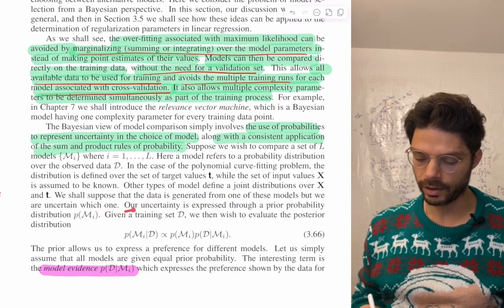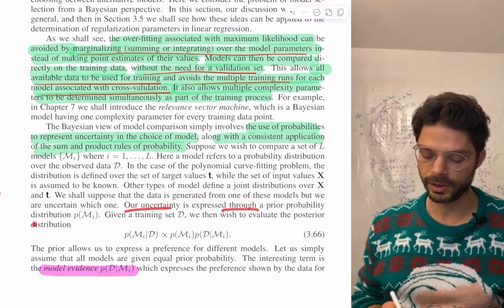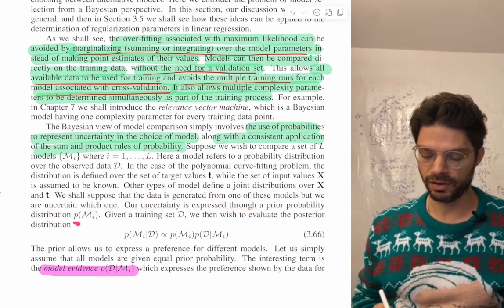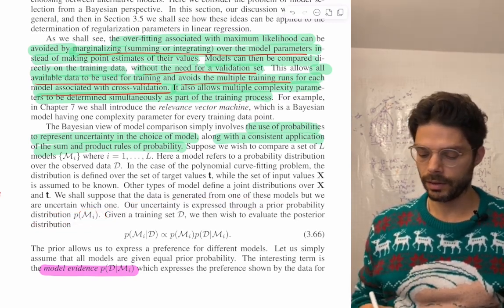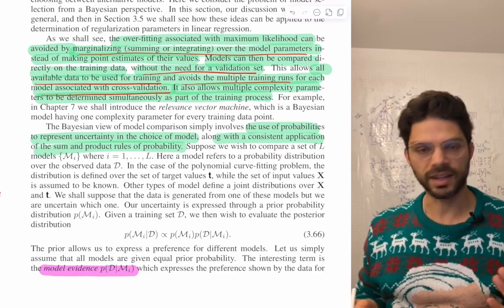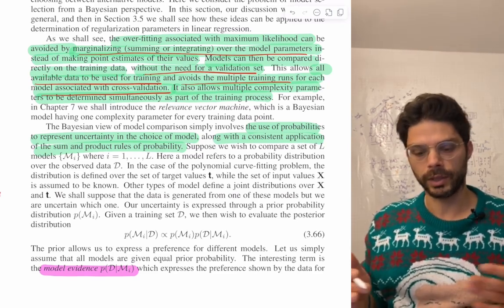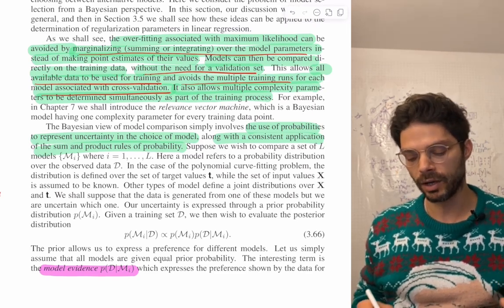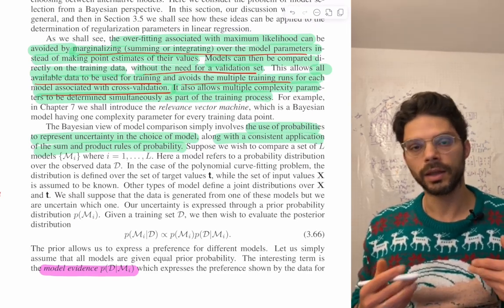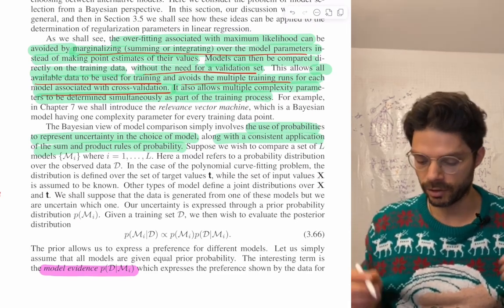So our uncertainty is expressed through a prior probability distribution p(M_i). This is how likely you think each of the models are. And I think oftentimes we can just set this to be the same for all of them. So we assume all the models are equally likely, because we won't have to explicitly penalize the models here. The complex models are going to get penalized naturally.